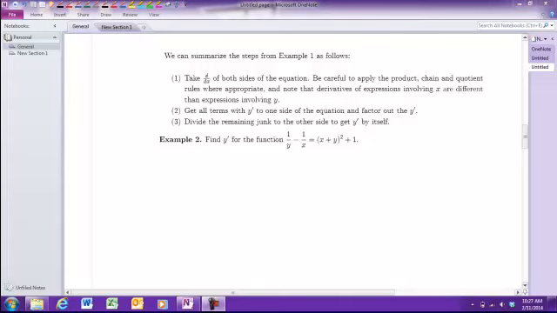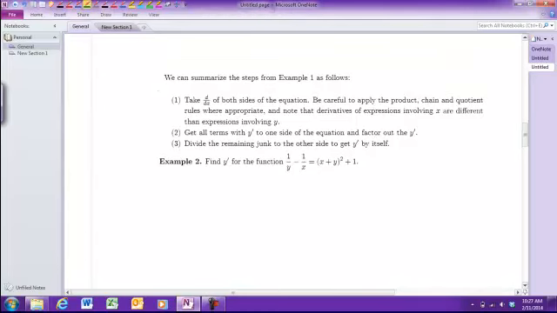Okay, we can summarize the steps from example 1 that we just did as follows. The first thing we're going to do is take the derivative of both sides of the equation, and we're going to be very careful when we do that to apply the product, chain, and quotient rules where appropriate. And also be careful that taking derivatives of something involving x is different than taking the derivative of an expression involving y.